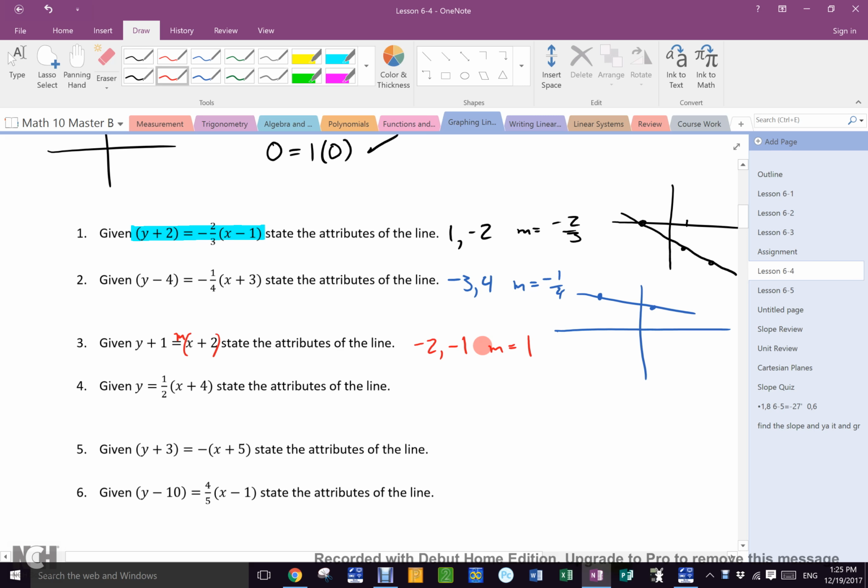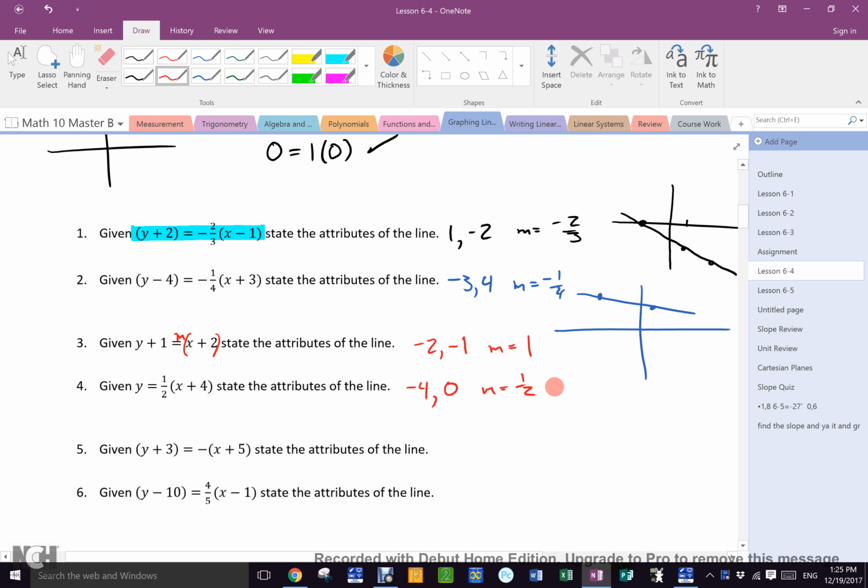All right, so of course, if you multiplied x plus 2 by 1, it wouldn't change, would it? So its slope is 1. What's the next one? Negative 4, 0, because y plus 0 is y. And what's the slope? 1/2.